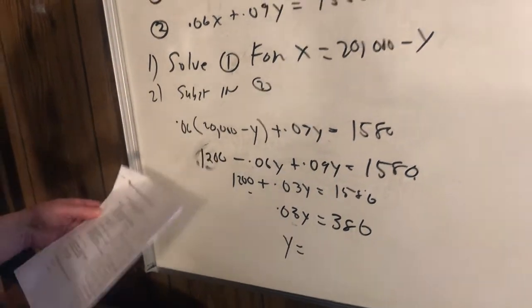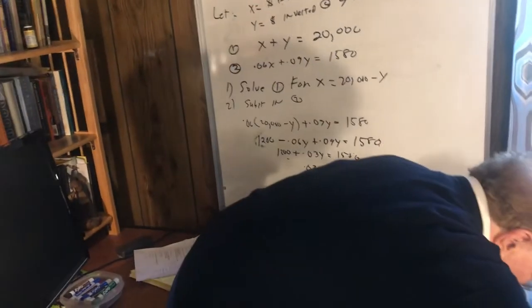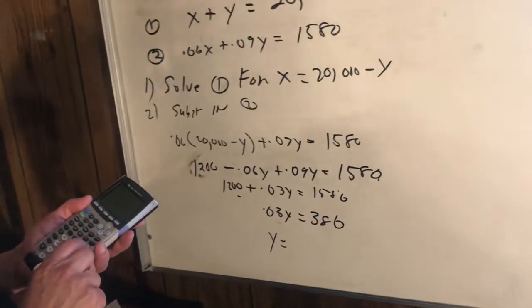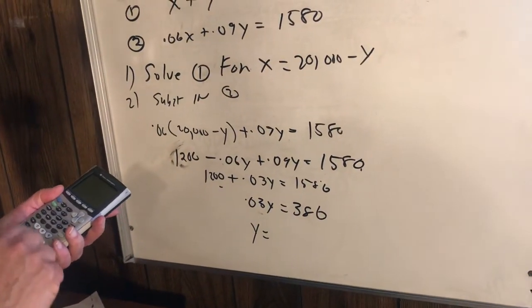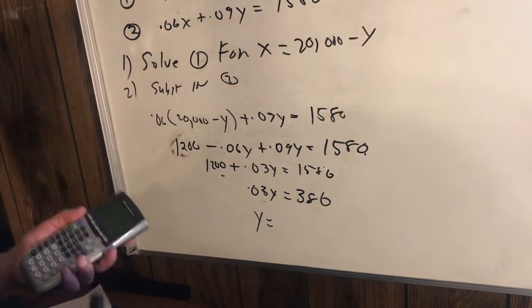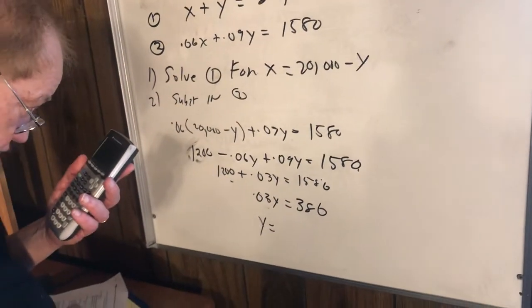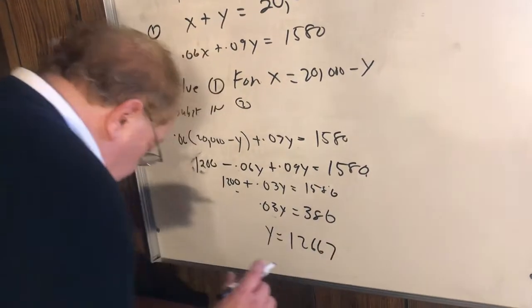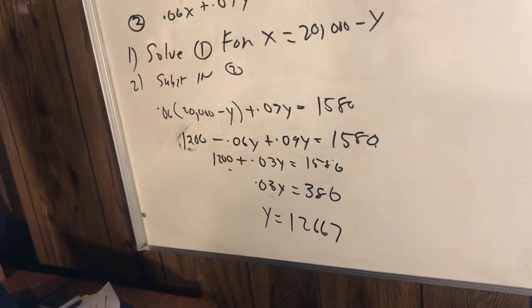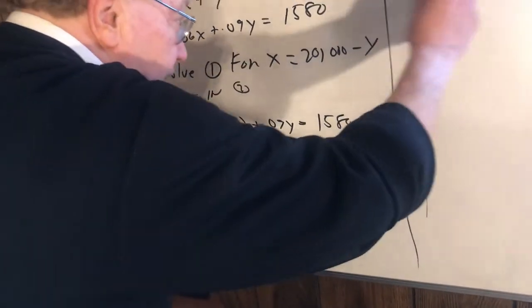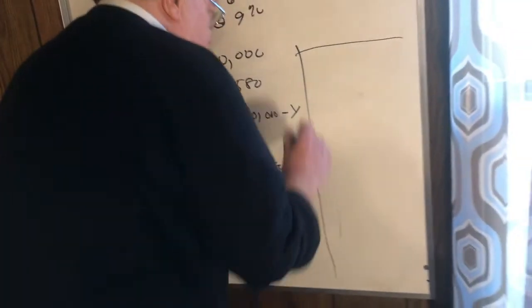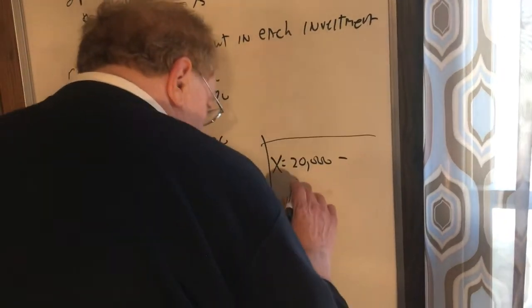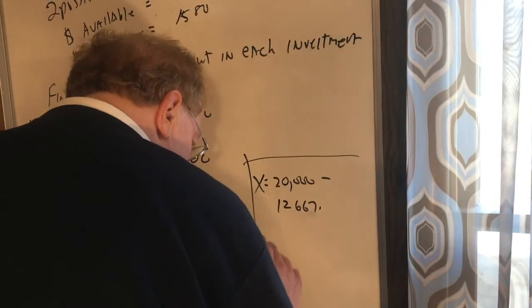Let me get my calculator. 380 divided by 0.03. Wow, that's a lot. 12,666, well, let's call it 12,667. So we have y. Let's find x. We know x is 20,000 minus 12,667.